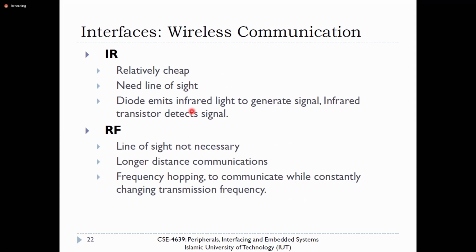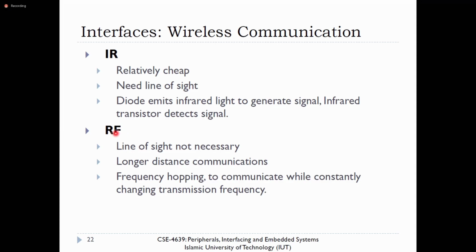Okay, now the interfaces we have talked about so far are mostly wired interfaces. But nowadays, our embedded devices, embedded systems, computing devices, IoT devices mostly depend on wireless communication. And in wireless communication, we have two frequencies. One is infrared, IR. This is a higher frequency than radio frequency, and another is RF.